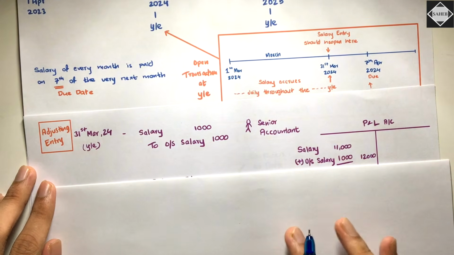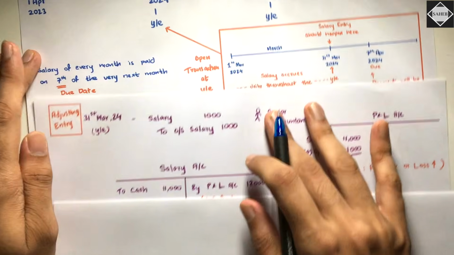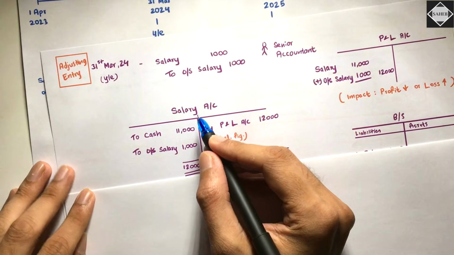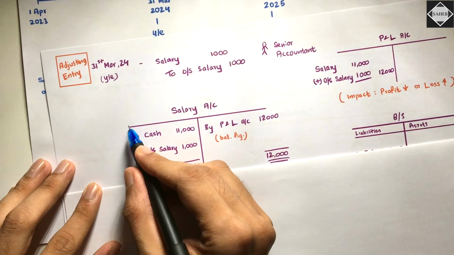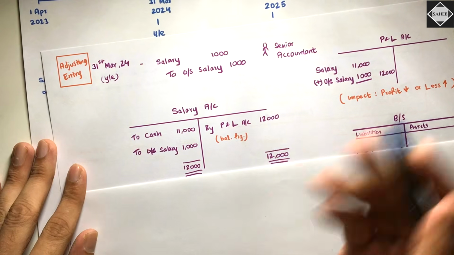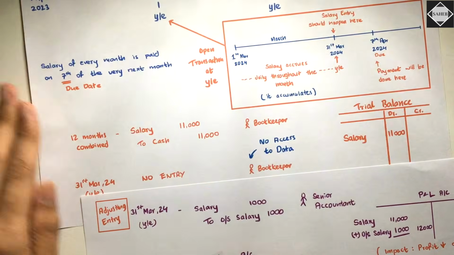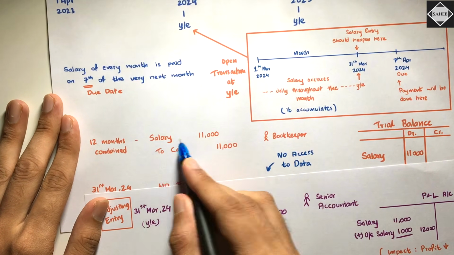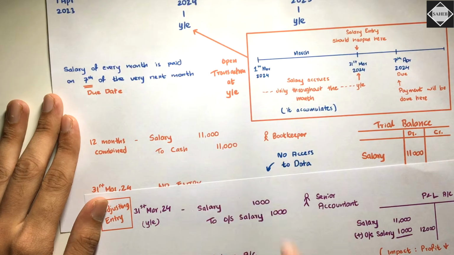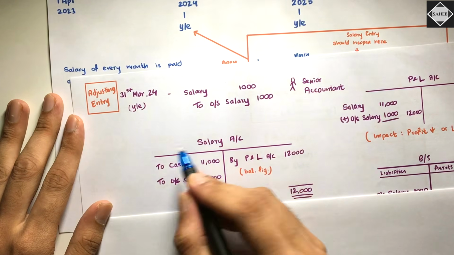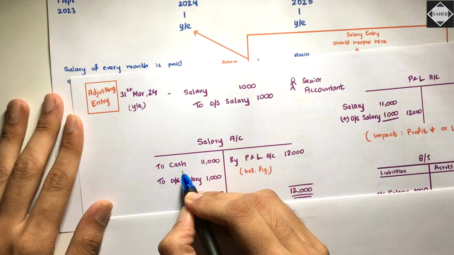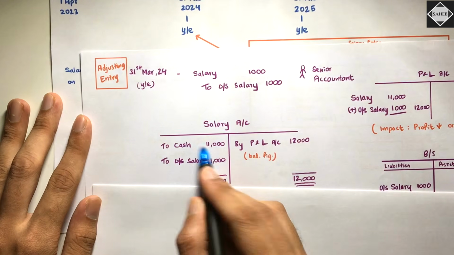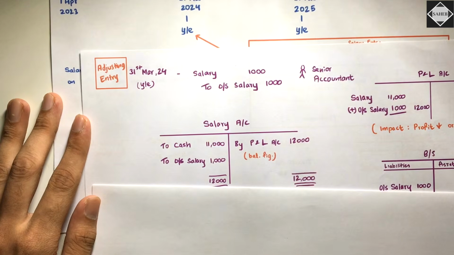So then what will happen? Because of this, see here the salary account will be prepared, the T account of salary. Salary account is an expense account, so debit means plus, credit means minus. First, the bookkeeper recorded that salary expense was increased and it was paid through cash. Salary account is getting debited because of cash payment. That first posting was done by the bookkeeper.